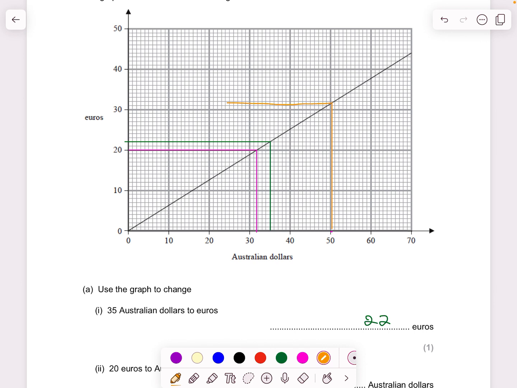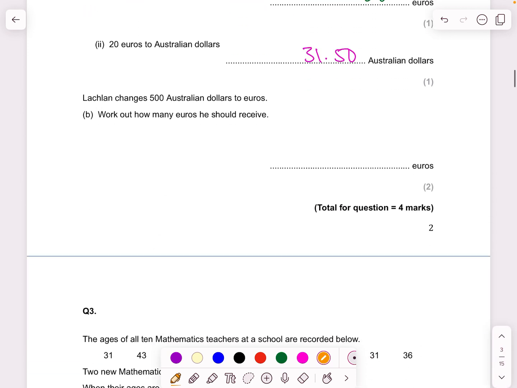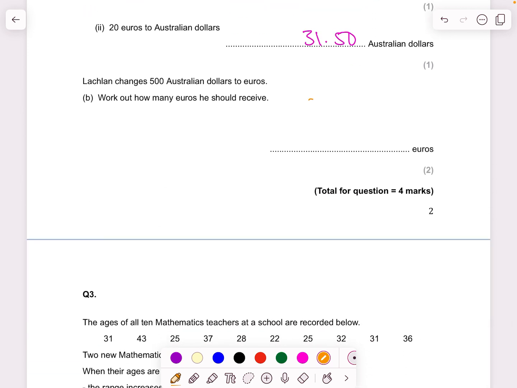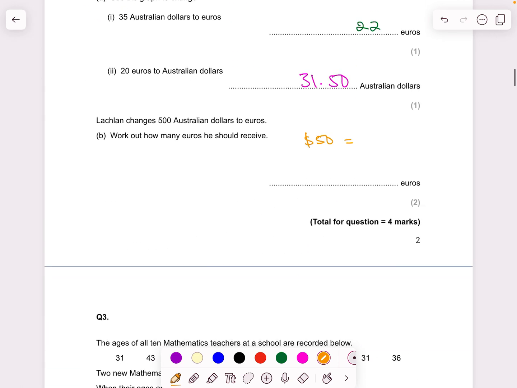So that is roughly, I would say, 32 maybe, yeah, 32. So 50 Australian dollars is, what did I say, 32 euros. So I'm going to multiply by 10 to get that 500 Australian dollars times by 10 is 320 euros. And again, when you look at the mark scheme, you can have between 300 and 325.